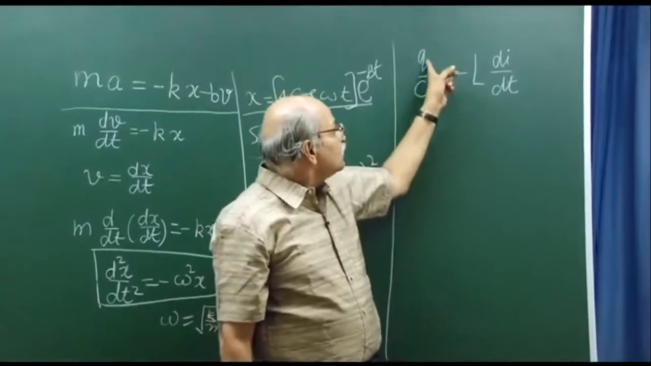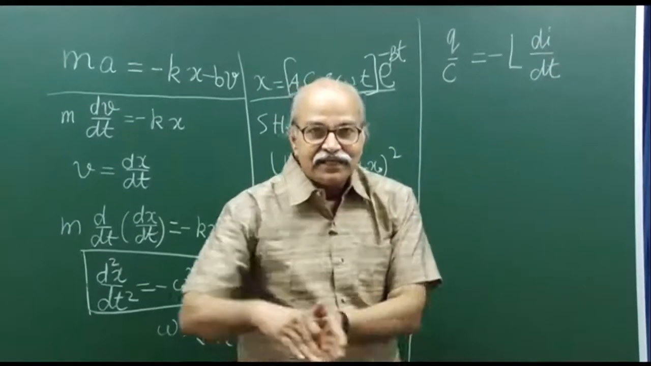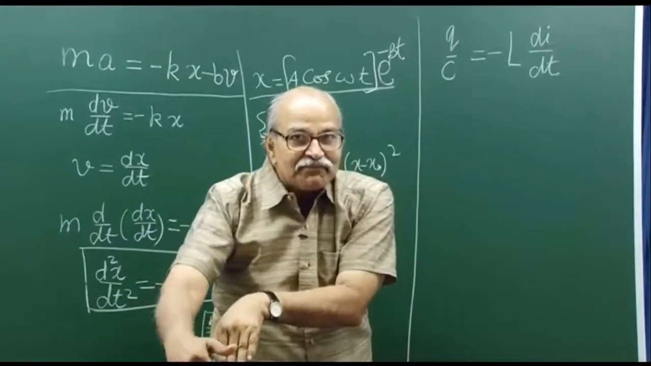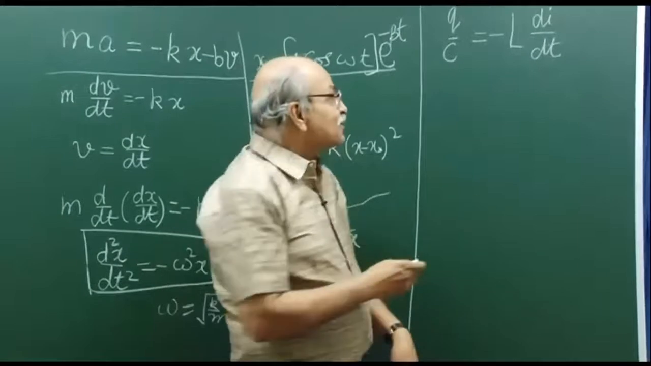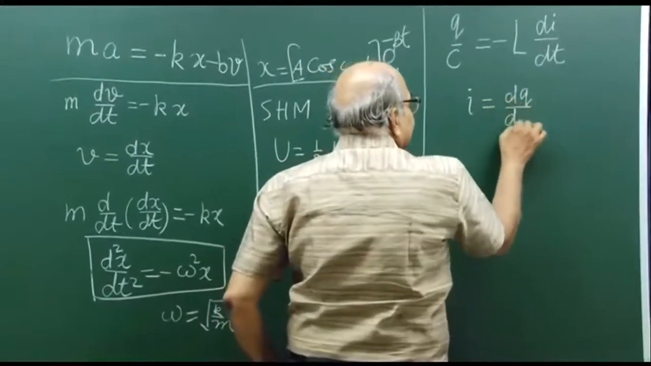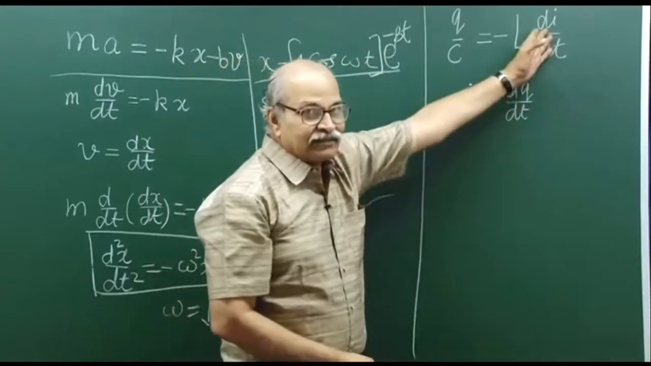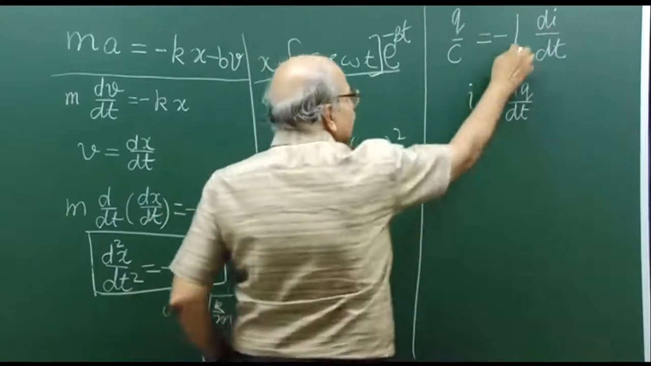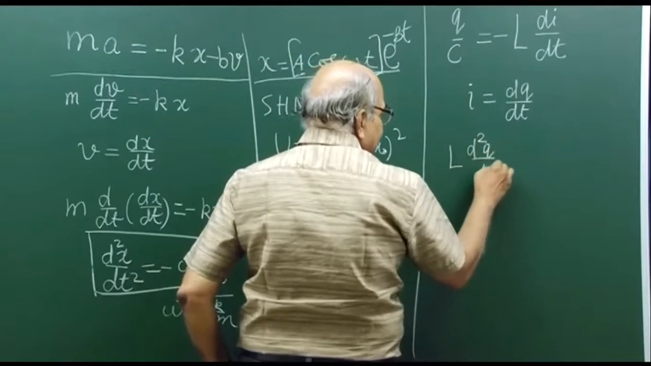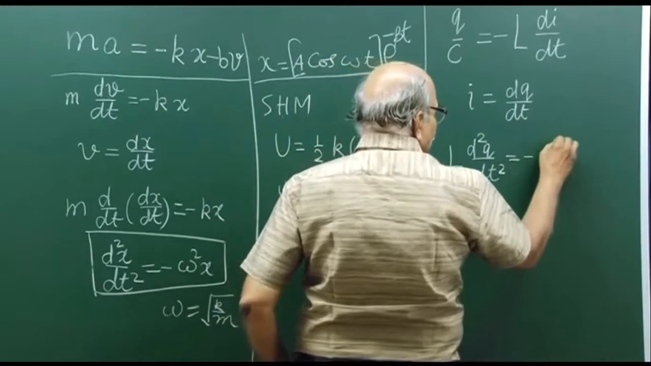And this charge and this current are also related. After all, what is this current? Current is flow of charge. So if charge flows, the charge on each plate of the capacitor, that magnitude will decrease. So I can also write I is equal to dq dt. And if I write this I here, what kind of equation am I getting? L d2q dt square is equal to minus q over C.